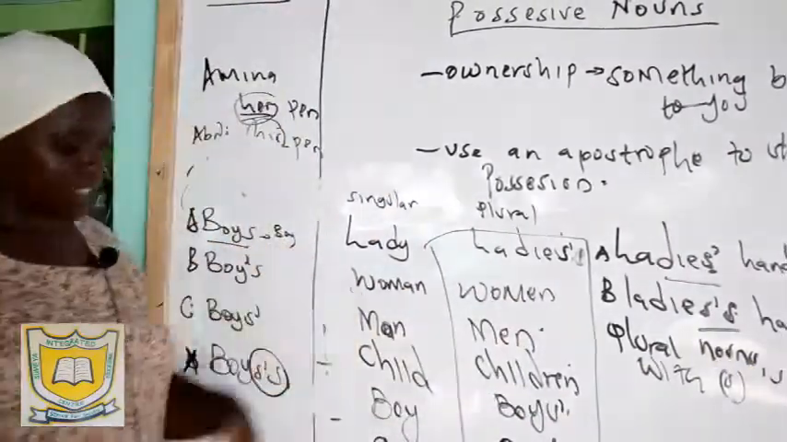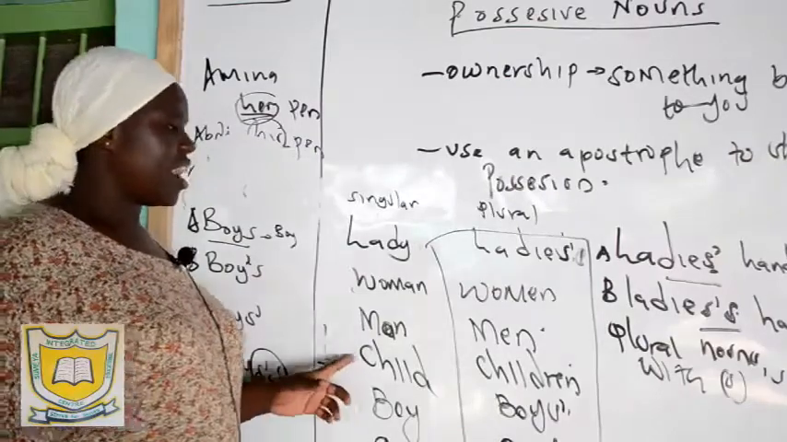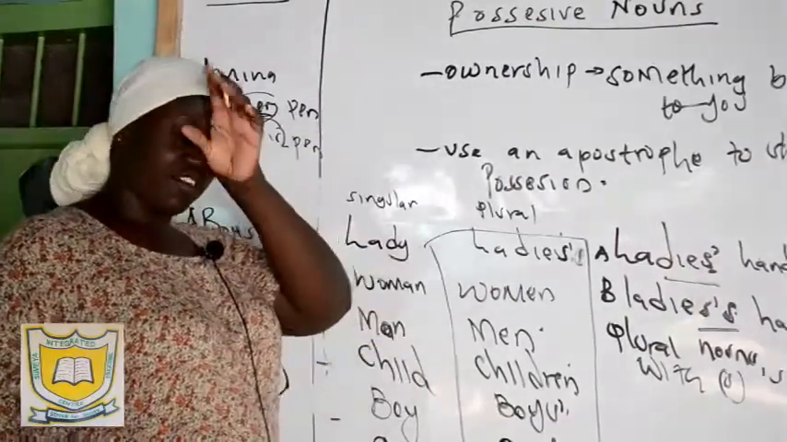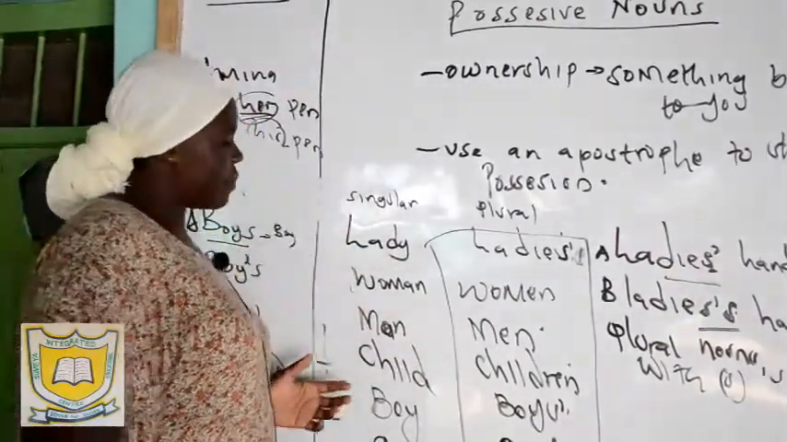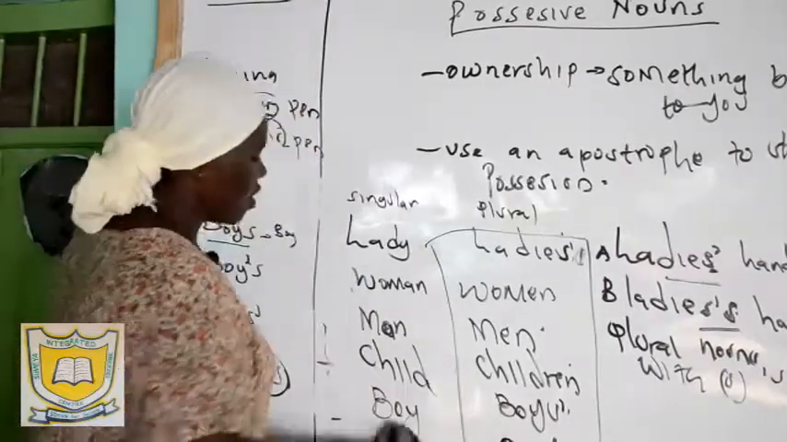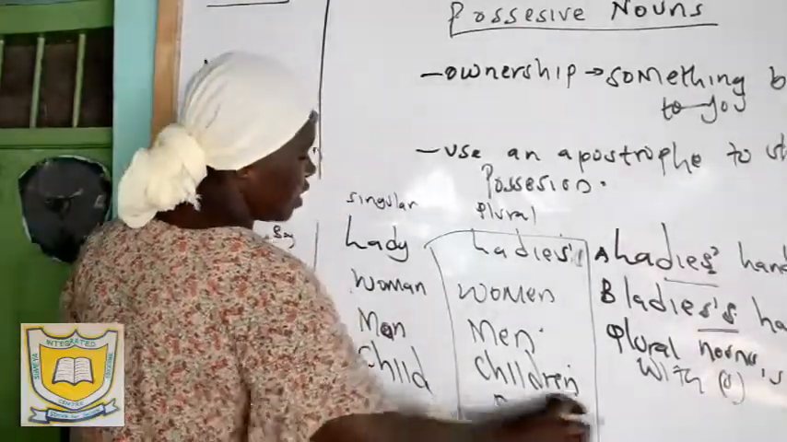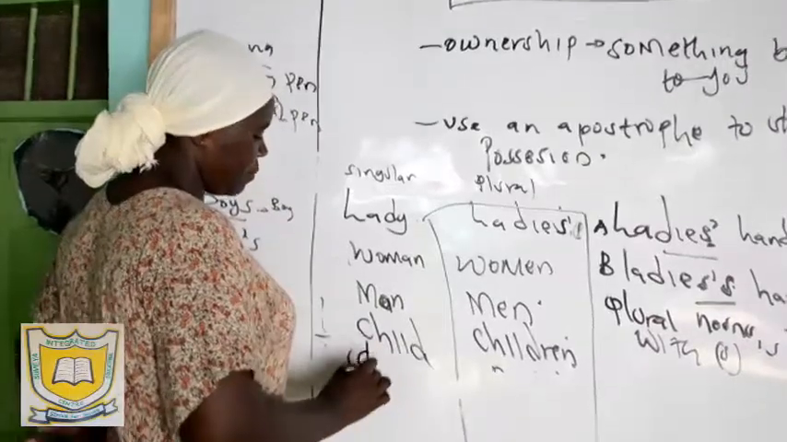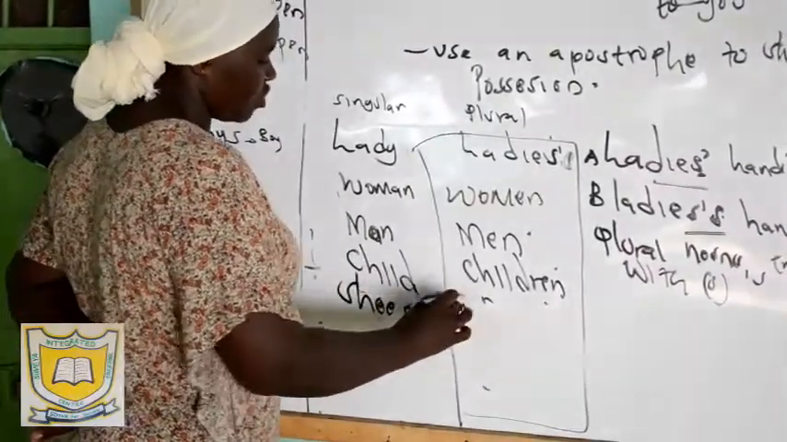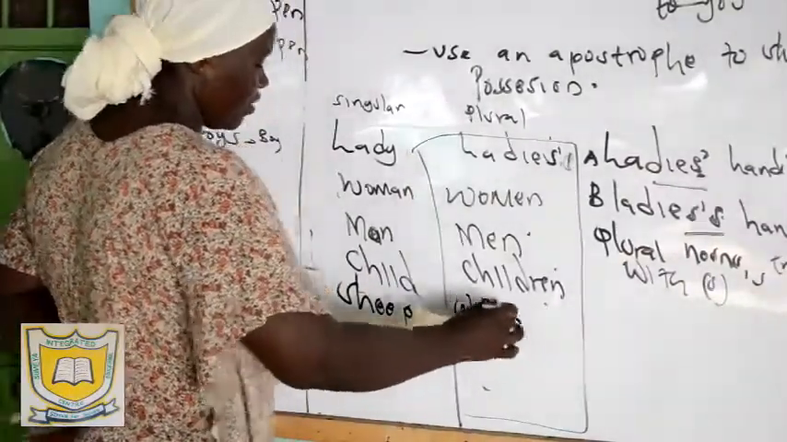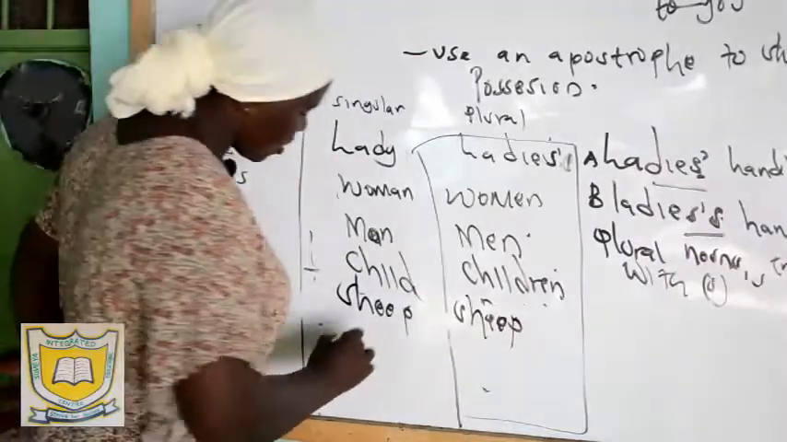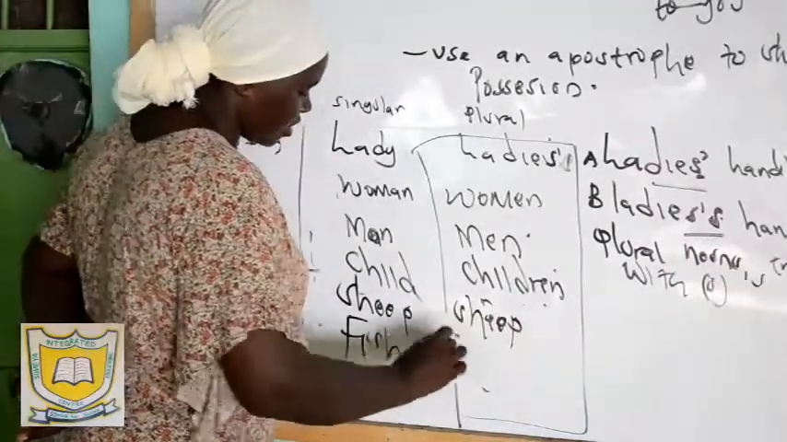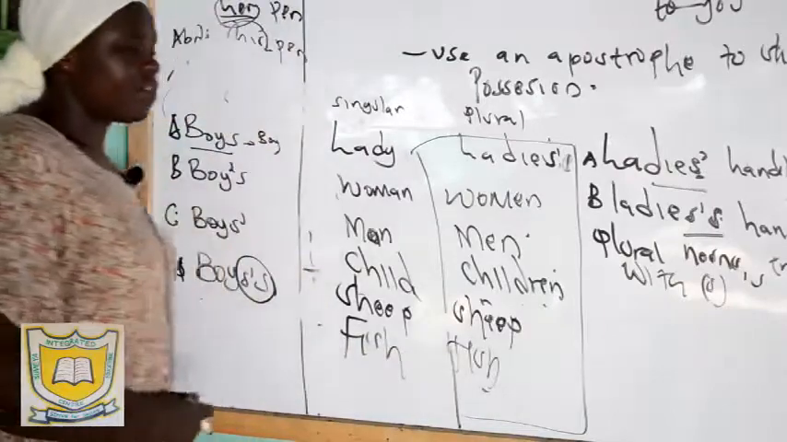You have man, the plural is men. You have child, the plural is children. We have sheep, the plural is sheep, for example. You have sheep, the plural is what? Sheep, the plural is sheep. You have fish, for example, in singular, the plural is fish. So what does that mean?